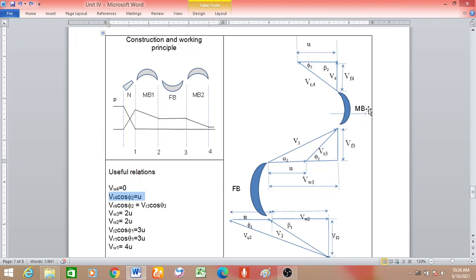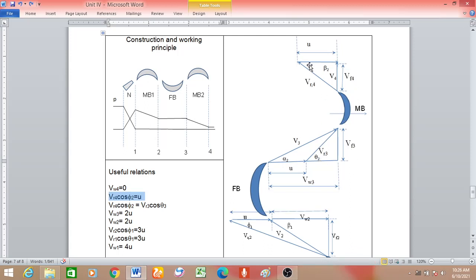And since it is an impulse machine, VR4 must be equal to VR3. There is no pressure drop in the moving blade, so obviously VR4 must be equal to VR3. And again, applying the concepts, we have told that we have to maintain Vf equal to constant in order to have zero axial thrust. Under that condition, what happens?